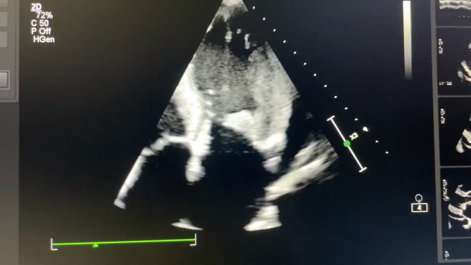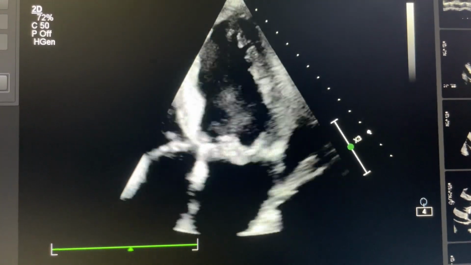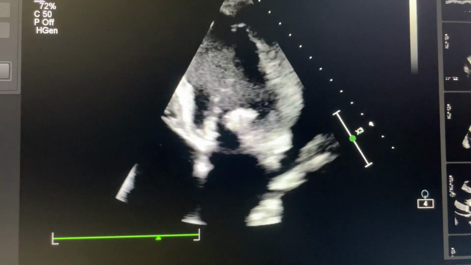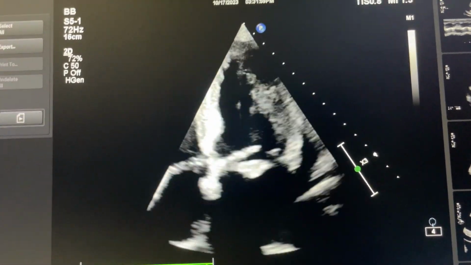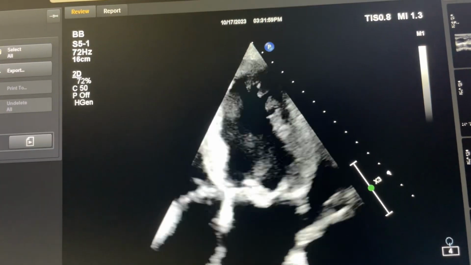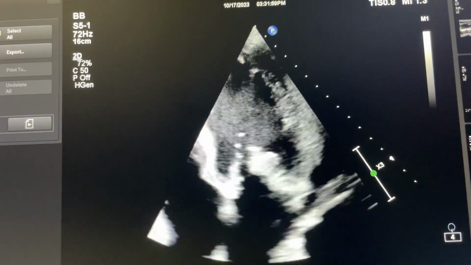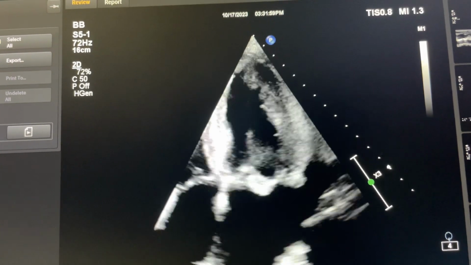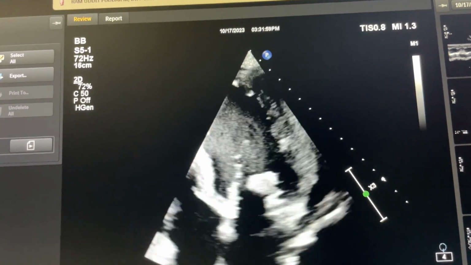This is the case of fibroelastoma of posterior mitral leaflet. Papillary fibroelastoma of posterior mitral leaflet. You can see in this image, this is the PML, and the tip of PML is having a small mass, likely to be papillary fibroelastoma of PML.